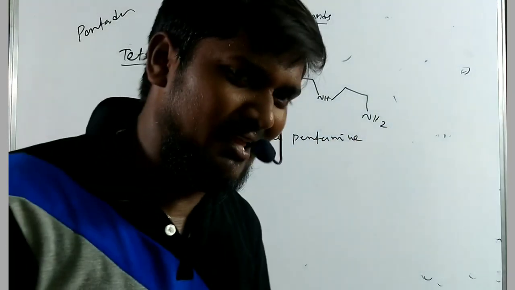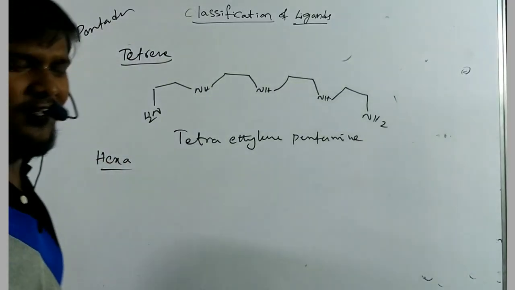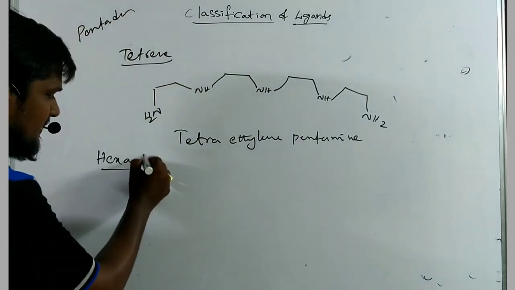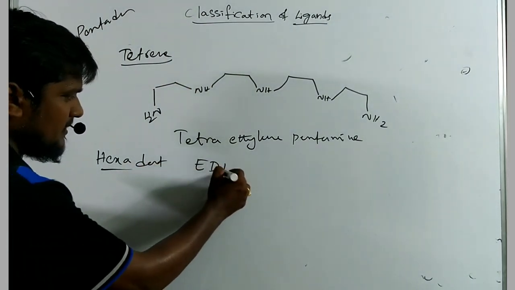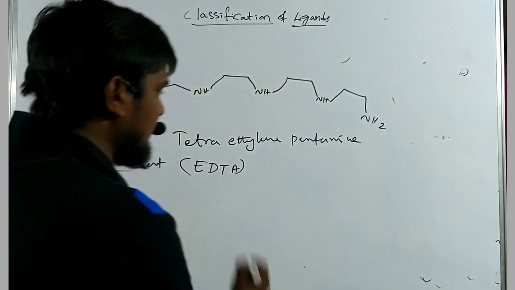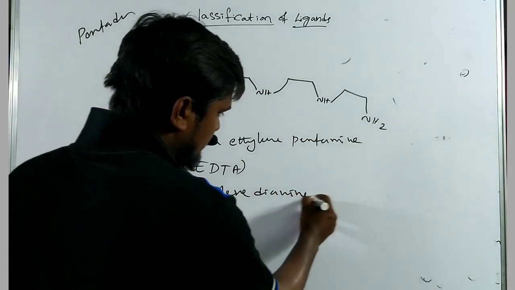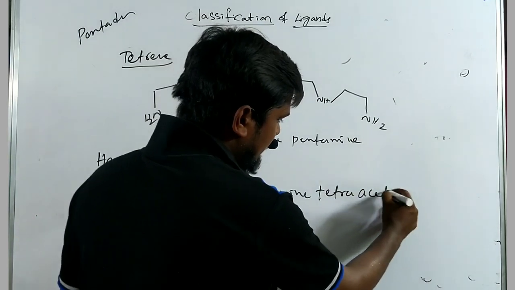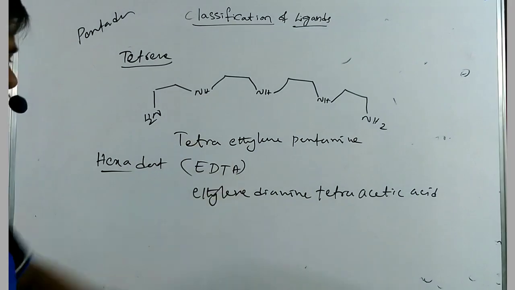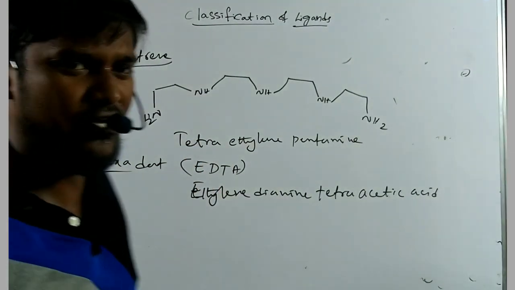So now the final one is the hexadentate ligand, which is a very useful ligand in inorganic chemistry as well as bio-organic synthesis. The best and unique example of hexadentate ligand is EDTA, that means ethylenediamine tetraacetic acid. We discussed it with a clear structure here. So the EDTA abbreviation is ethylenediamine tetraacetic acid.